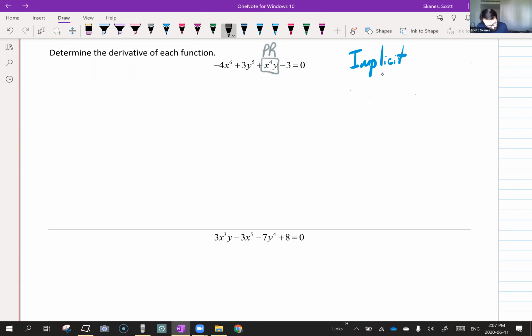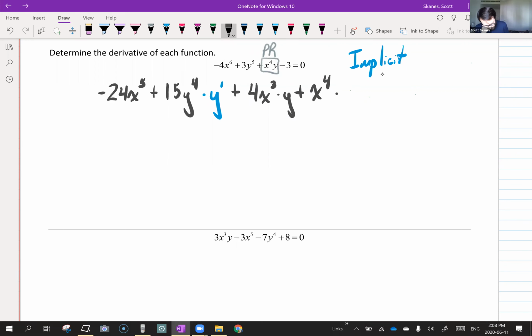Let's do this. So let's start our derivatives. Negative 24x to the power 5 plus 15y to the power 4. And if you get the derivative of a y, it's the exact same as the derivative of an x, but you do the chain rule on it, which means it spits out a y prime. The derivative of the inside here is y prime. Then the product rule, which is going to be 4x cubed times y plus x to the power 4 times y prime.